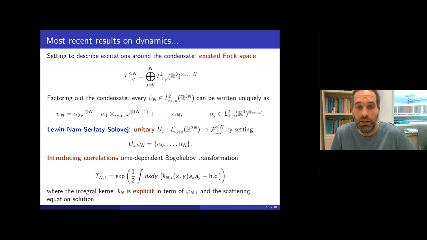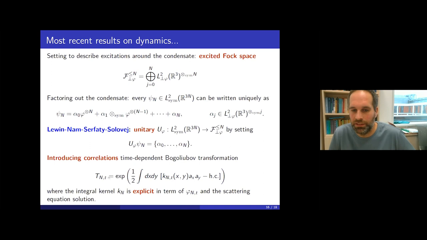And then there is a mapping which allows you to map the n-body wave function unitarily to a state in this excited Fock space, which lives on this orthogonal complement to the BEC. Basically it tells you that this is a vector that can be embedded in the Fock space that describes the evolution of the excitations, okay? And then you also have to introduce correlations to the system using a time-dependent Bogoliubov transformation. This is still a quadratic theory, and here everything is explicit.